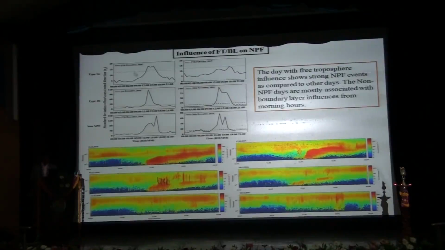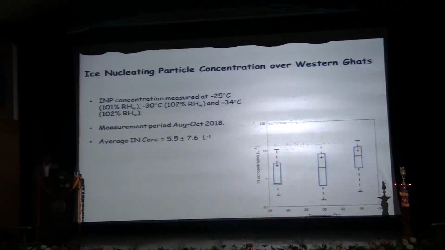So how do the free troposphere and boundary layer influence new particle formation? We could see that when the site is in the free troposphere, we have many nucleation, new particle formation events, which can enhance the cloud condensation nuclei. When the site is under much boundary layer influence, then we don't see such new particle formation events.